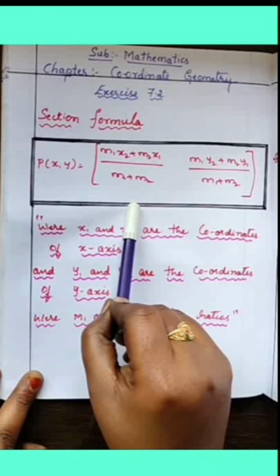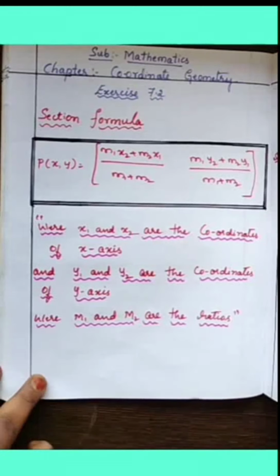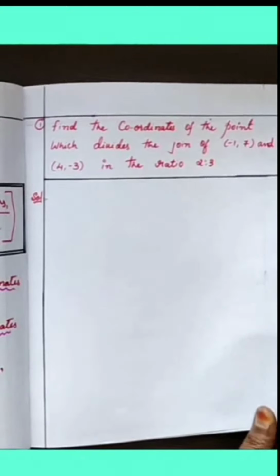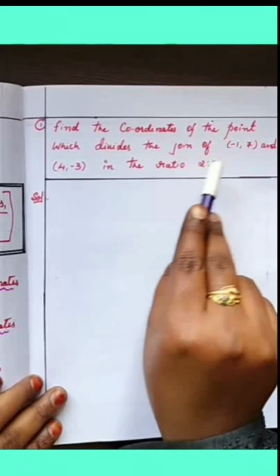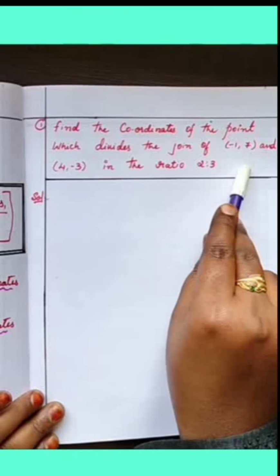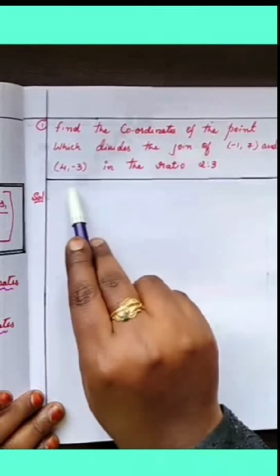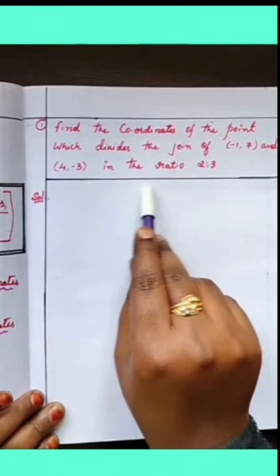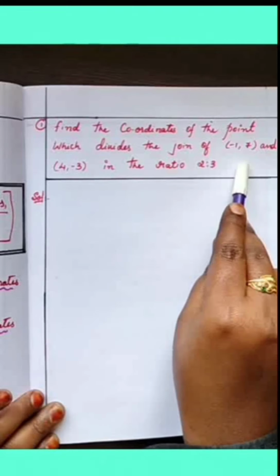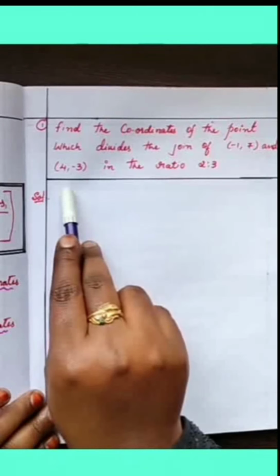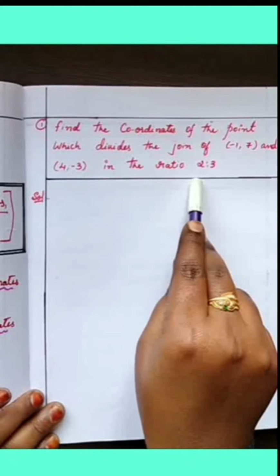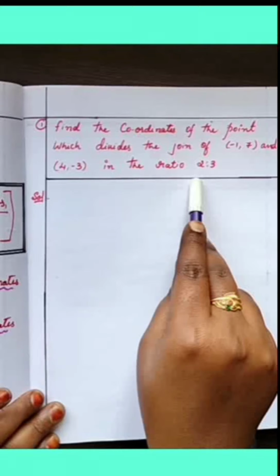In this class, I will explain question number 1 and question number 2. Question number 1 is: find the coordinates of the point which divides the join of (-1, 7) and (4, -3) in the ratio 2:3. Dear students, here the coordinate points are given: (-1, 7) and (4, -3). The ratio is 2:3. What we have to find? We have to find the value of P(x, y).